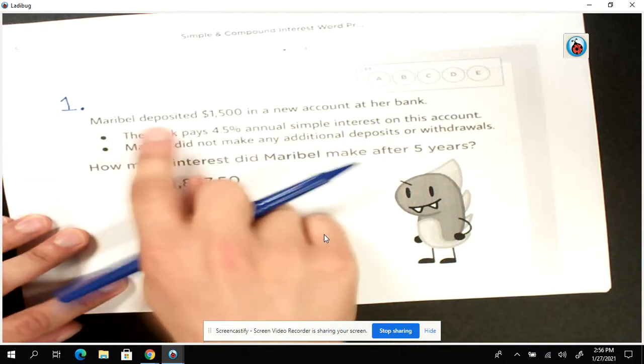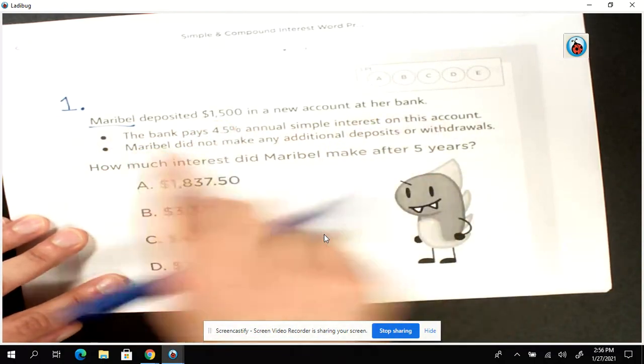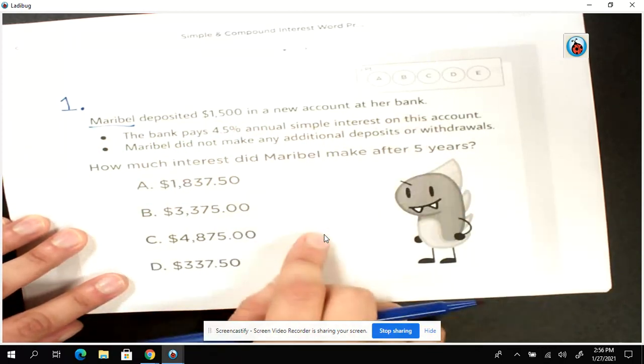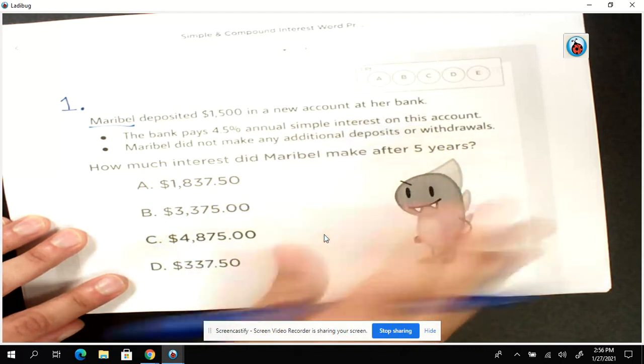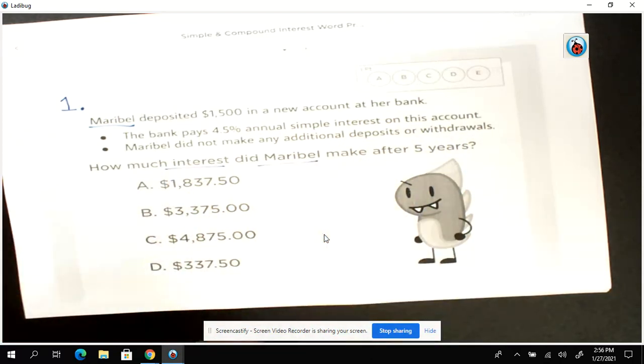Because we're only talking about Maribel. She deposited $1,500. We're not talking about anybody else. It's just Maribel and the account that she's opening. We're not comparing it. We're just finding how much interest Maribel made. So this question is all about Maribel, not comparing it to anything. So pay close attention to how many different scenarios are in each question.